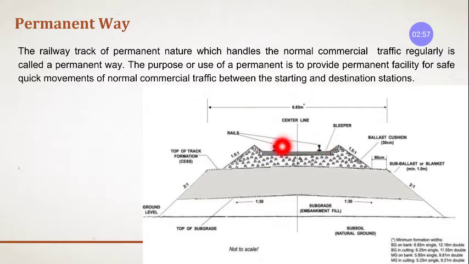with the proper gauge. So all these components together lead to the permanent way: the subgrade or embankment, the ballast, the sleepers and the rails. All these together form a permanent way.